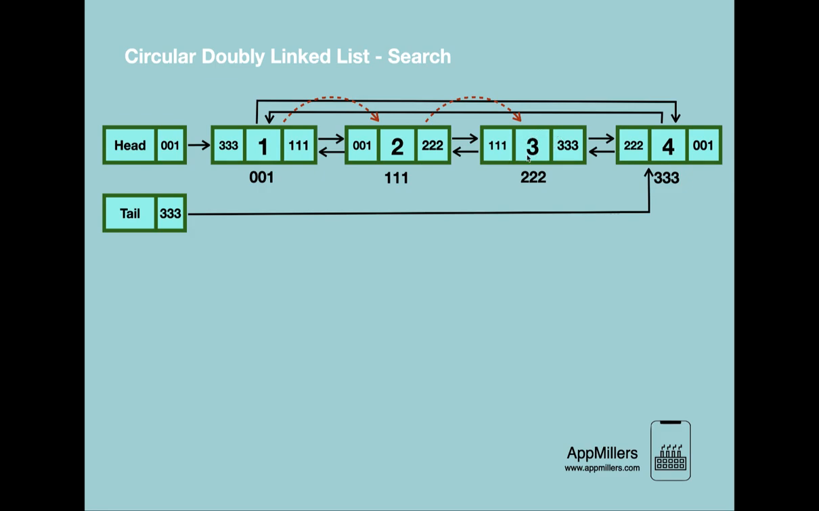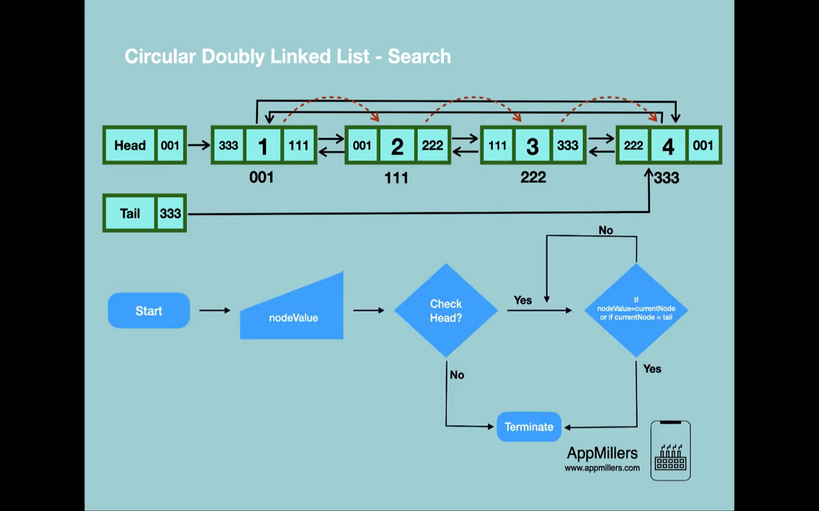Here again we check if the value of this node equals 4 or not, and we see that it's not equal. Then we continue to the last node. When we reach this node, we see that the value of this node equals 4. So this means that we terminate our loop and return the value of this node. Now let's see what the algorithm for searching a node in a circular doubly linked list looks like.